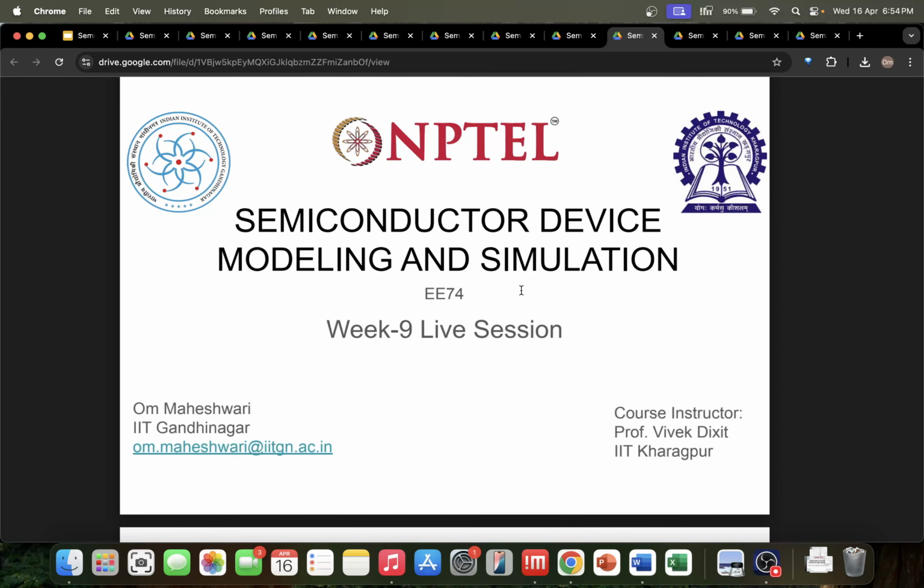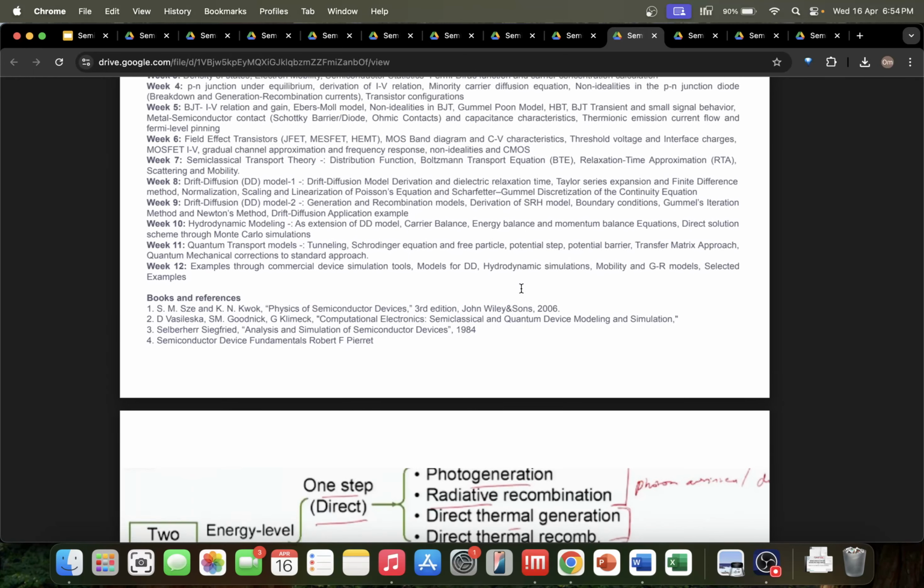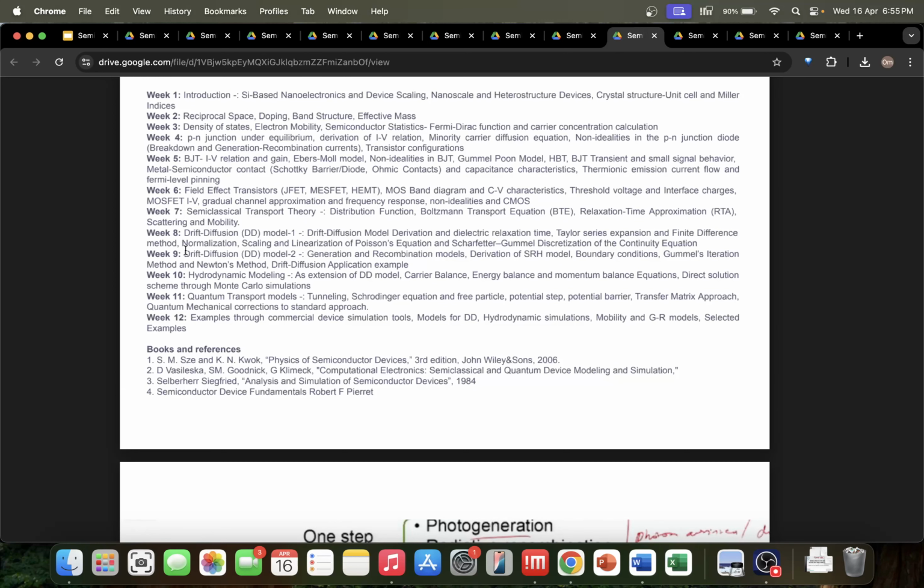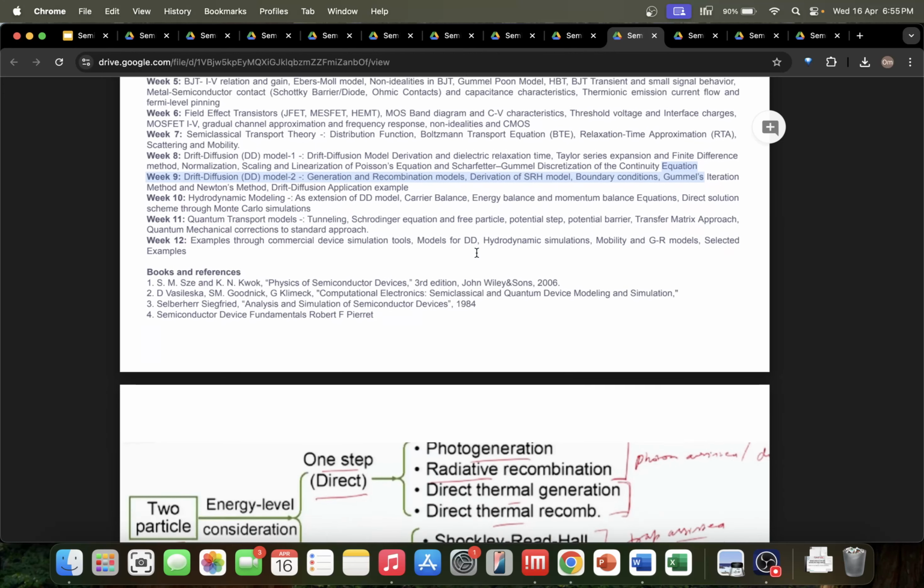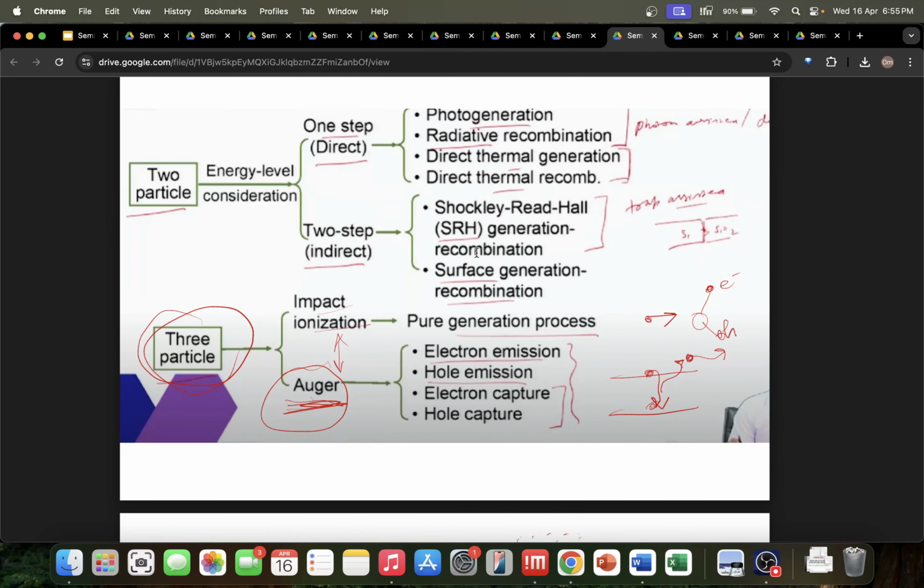In week 9, we talked about some more parts of the diffusion model, with special focus on the recombination generation model and some more numerical methods. So this gives us a summary of the entire recombination generation model.